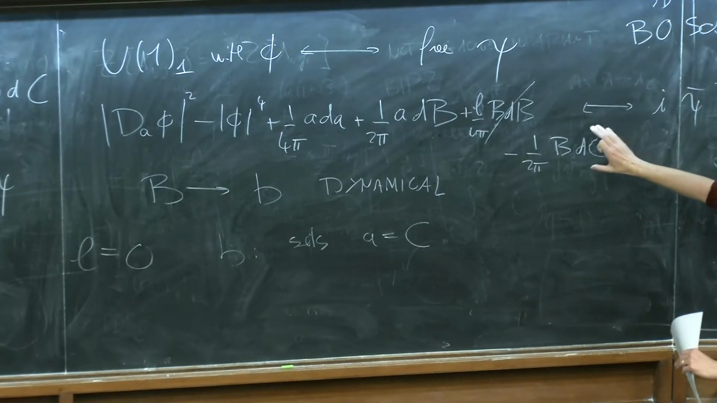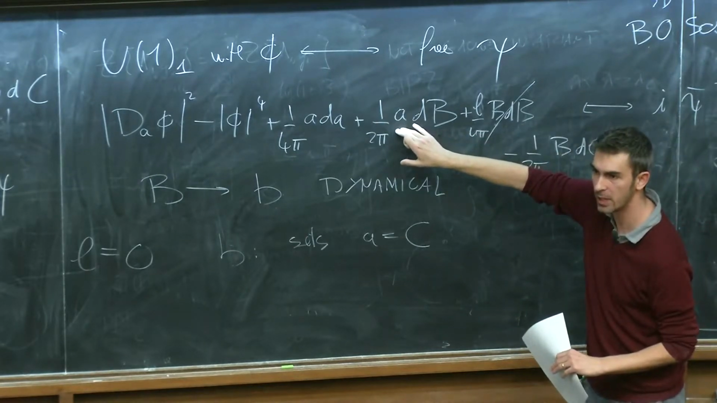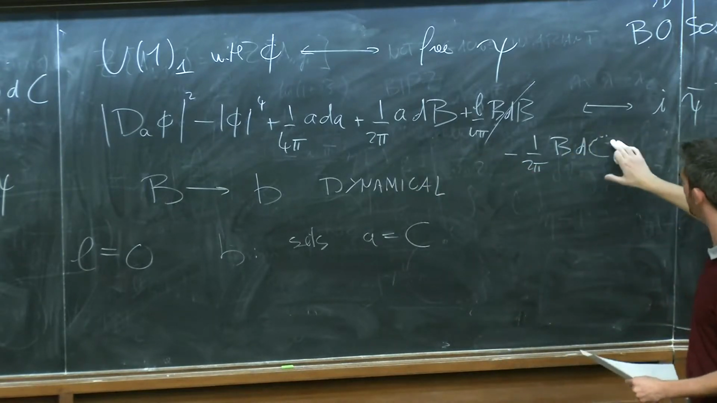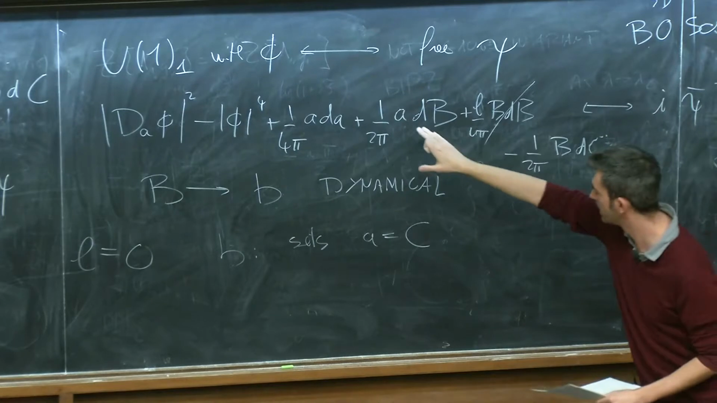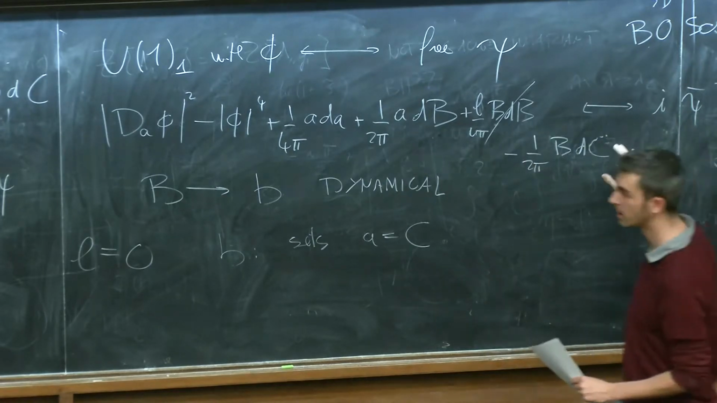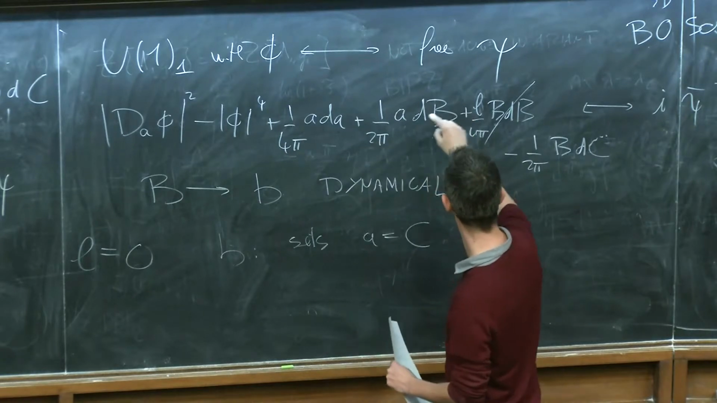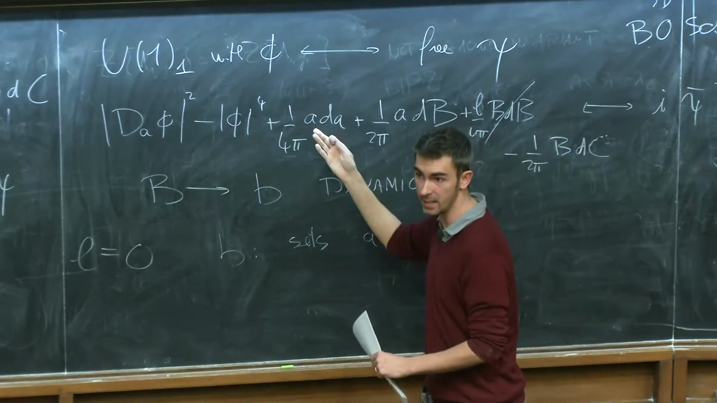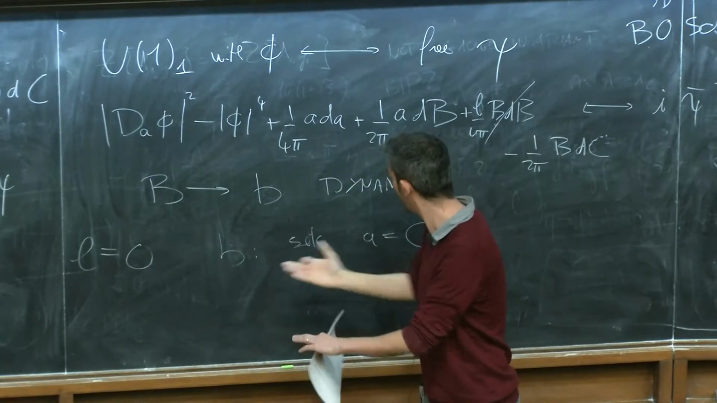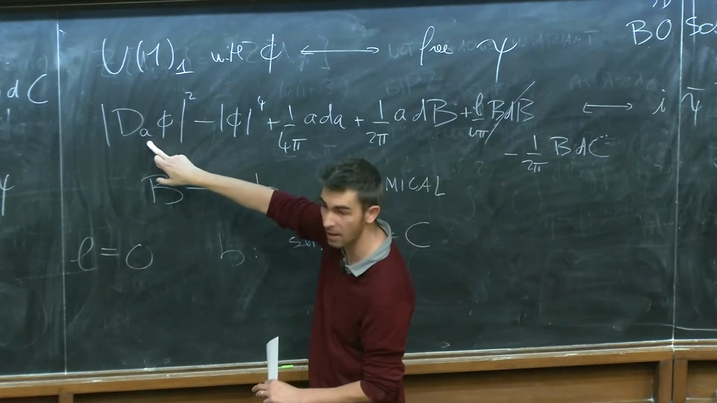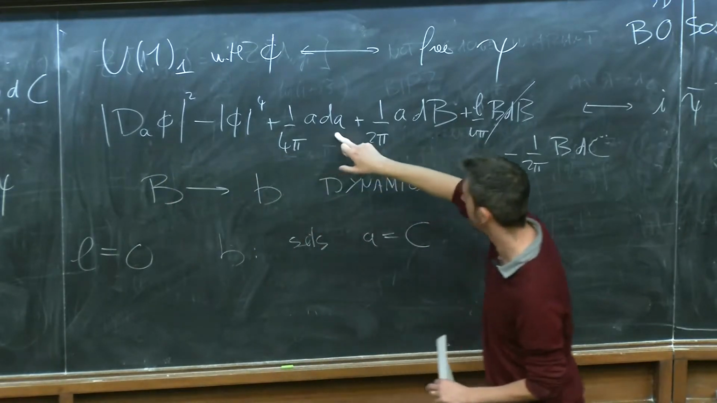If this C was 0, it would freeze this gauge field to 0 up to gauge transformations. But for a generic background, it freezes it to the value of this. And then the integral over B gives you a delta, and the integral over A just removes the delta, setting A equal to C. And this is why here I've put C, and here I've put C.